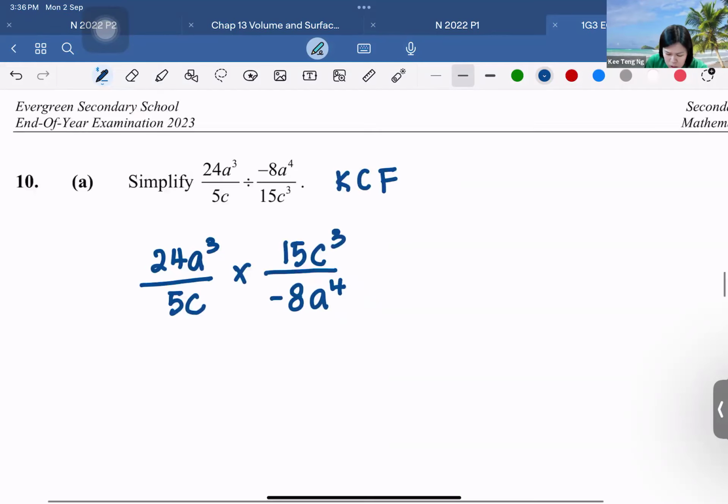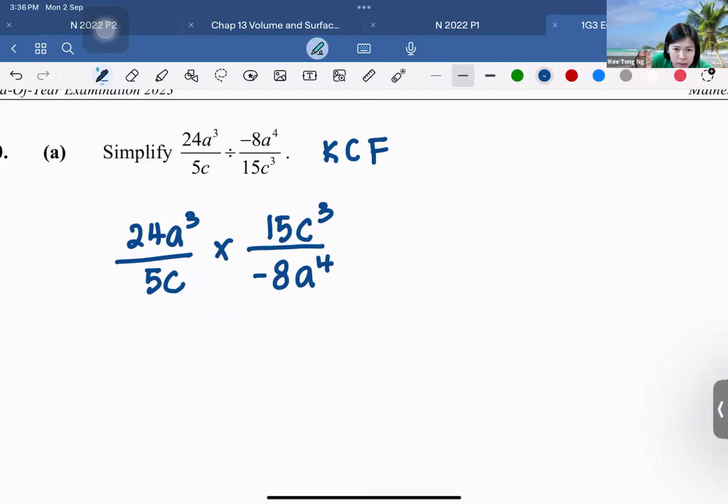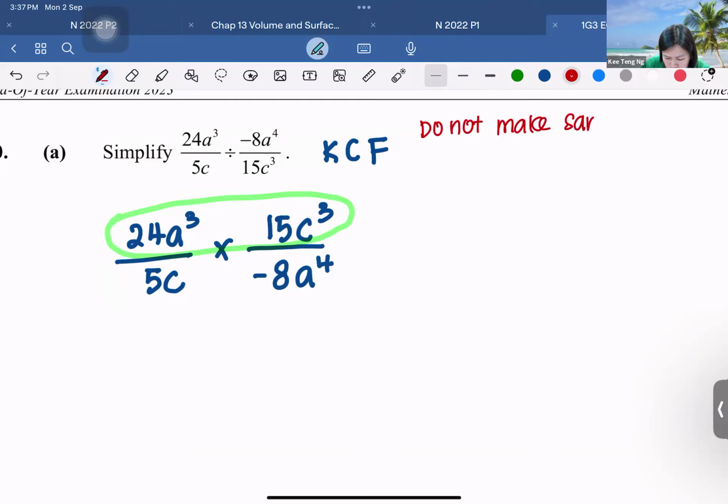Okay. Next, what I need to do, I know a lot of students will start cancelling. I really don't like to cancel. Okay, so what I'll do, I'll multiply numerator with numerator. Please take note, this is not addition and not subtraction. You do not make the denominator the same.